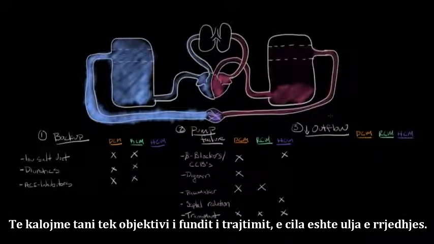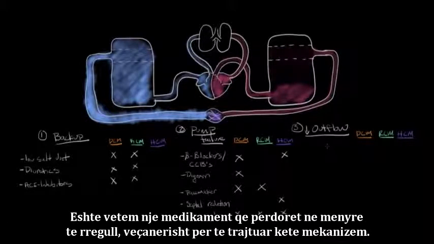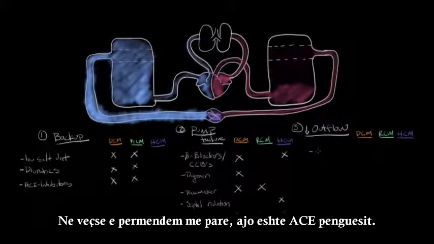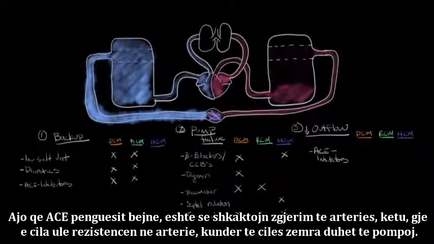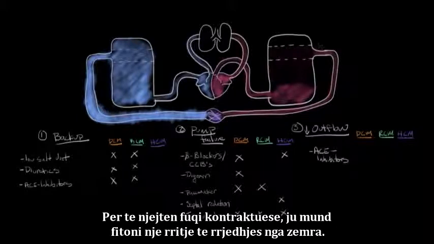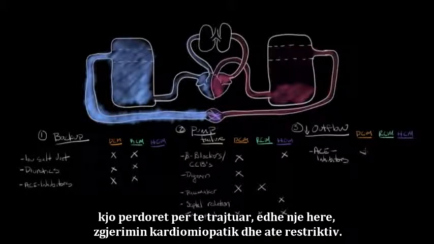So now let's move on to this last target of treatment, which is the decreased outflow. And there's really only one medication that's used on a regular basis to specifically treat this mechanism. And that, we actually already mentioned over in the backup, is ACE inhibitors. And what ACE inhibitors do is they cause dilation of the arterioles here, which decreases the resistance in the arterial system of which the heart has to pump against. And so for the same contraction strength, you can get an increased outflow from the heart. And this is used to treat, once again, dilated cardiomyopathy and restrictive cardiomyopathy.